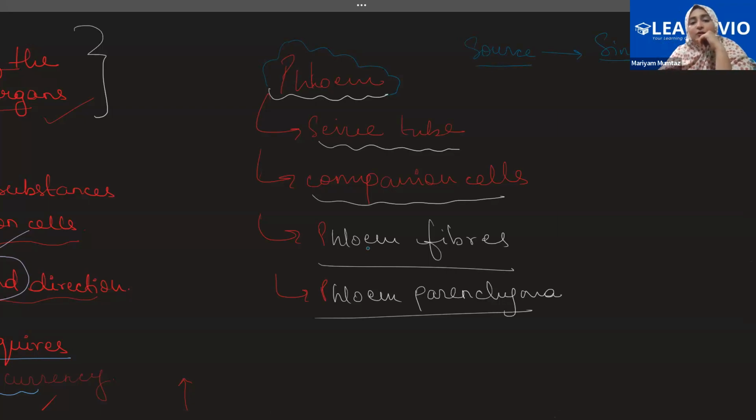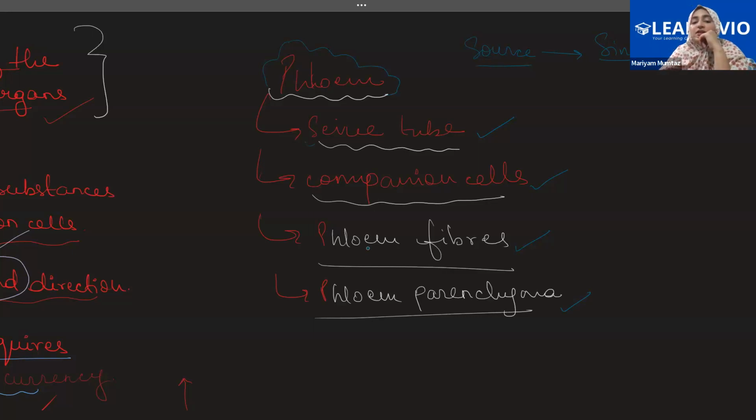Now, talking about the phloem components, we have sieve tubes, companion cells, phloem fibers, and phloem parenchyma. Now, phloem fibers, because they are dead, what are they responsible for? They are responsible for providing support. Talking about phloem parenchyma, wherever parenchyma is present, what will it provide? It will provide the storage purpose.